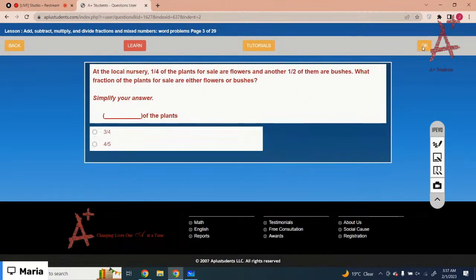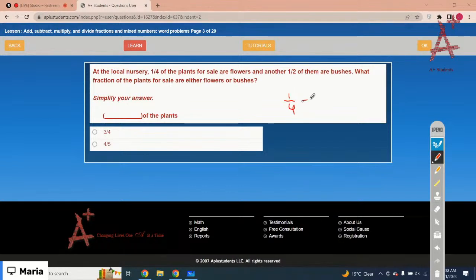Okay, the next one is: at a local nursery, 1/4 of the plants for sale are flowers and another 1/2 of them are bushes. What fraction of the plants for sale are either flowers or bushes? So you have to add them. You have to add 1 over 4 and 1 over 2.